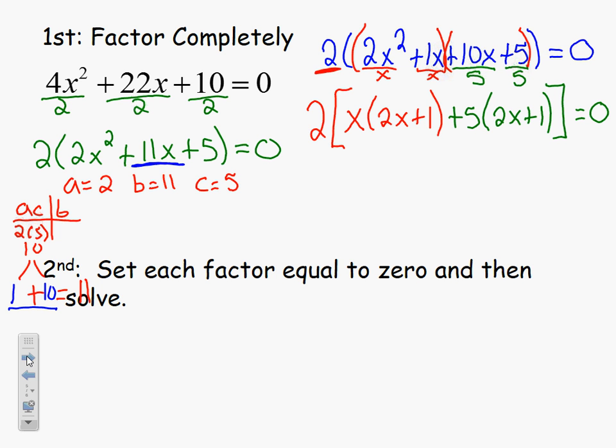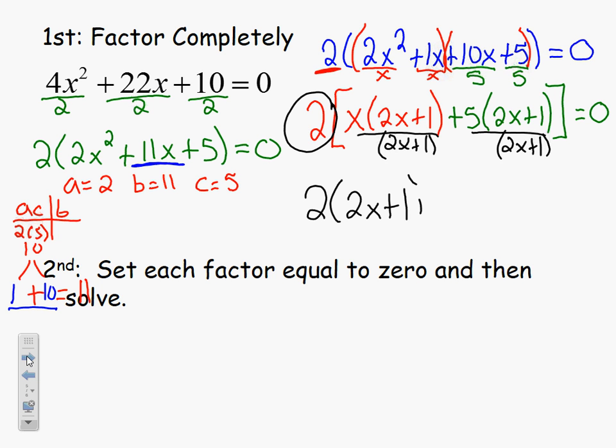Now that I have this done, I can go through and take out my common factor, which is 2x plus 1. Put that out in front. Can't forget about my 2 though, so I'm going to have 2, and I'm going to have 2x plus 1, and then I'm going to write what I have left over. In this case, I have a positive 5 and an x, so I have x plus 5, and this is still going to equal 0. So now I have it factored out.